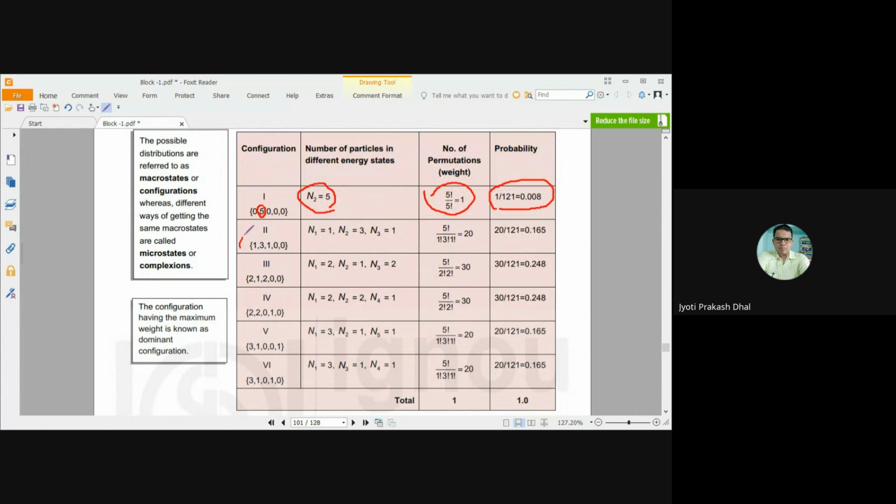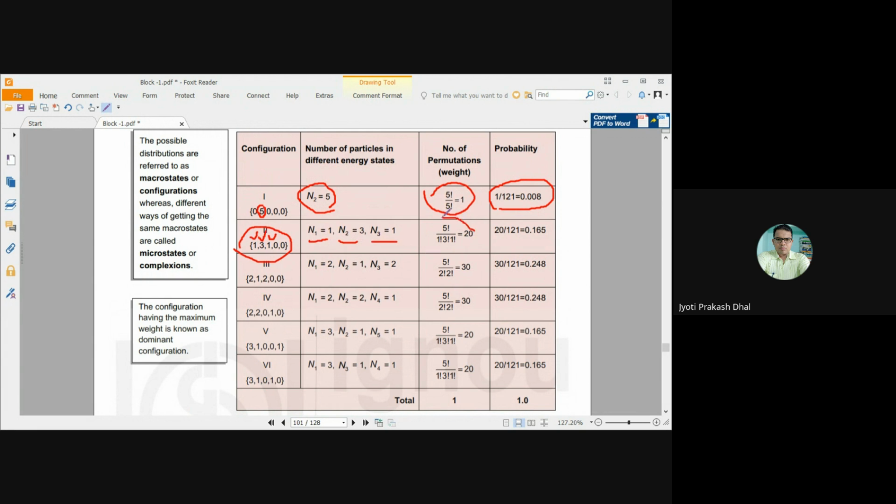Now coming to configuration number 2. In configuration number 2, this type of arrangement of particles is there. One particle will be present at the epsilon 0 energy level, another 3 particles will be present at the 2 epsilon 0 energy level, and the fifth particle will be present at the 3 epsilon 0 energy level. The remaining 2 energy states will be vacant. That is N1 equals 1, N2 equals 3, and N3 equals 1.